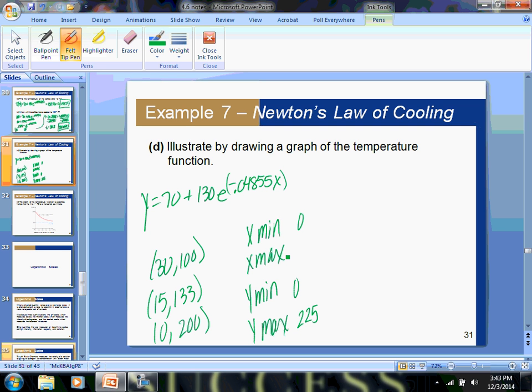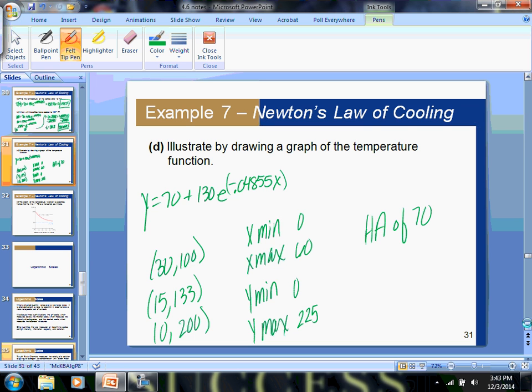So for your x max, that's just how much time you want to go out. I would go maybe to at least 30 minutes. Our max value was 30, but you might want to go 60, do an hour. But the temperature of the room, remember, was 70. So your coffee, as time goes by, will reach that temperature and stop. It'll plateau. It's not going to get any colder than that unless you put ice cubes in it, and that's not happening. So you're also going to have a horizontal asymptote of 70.